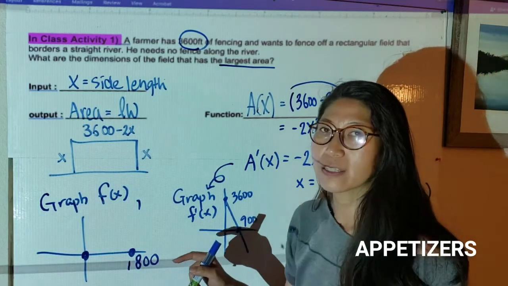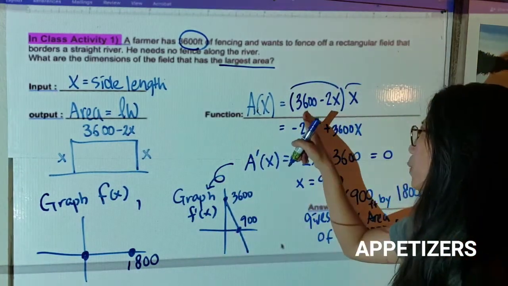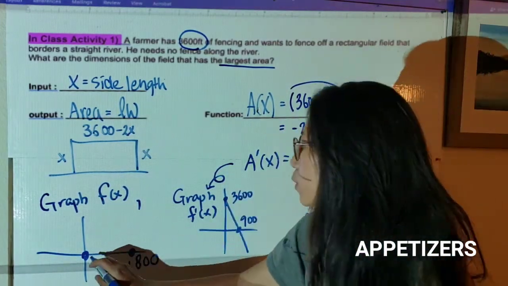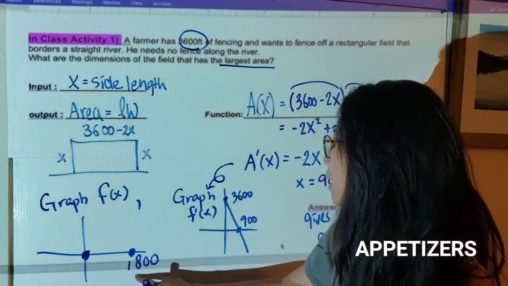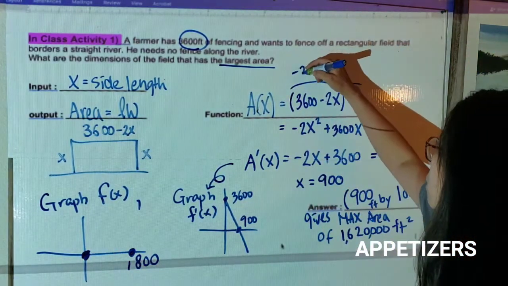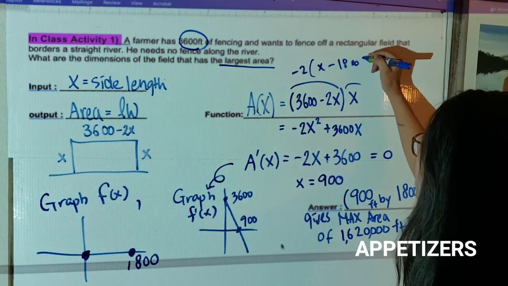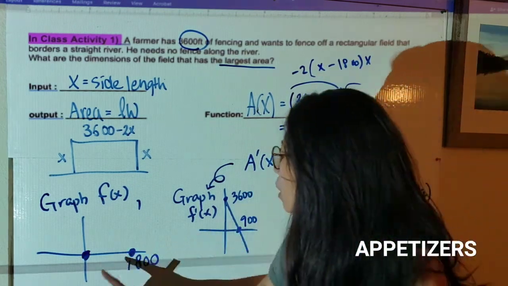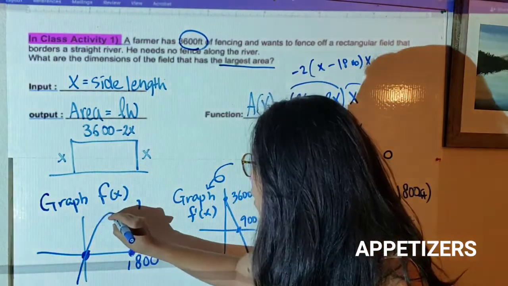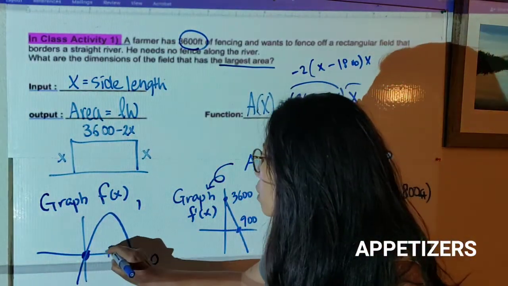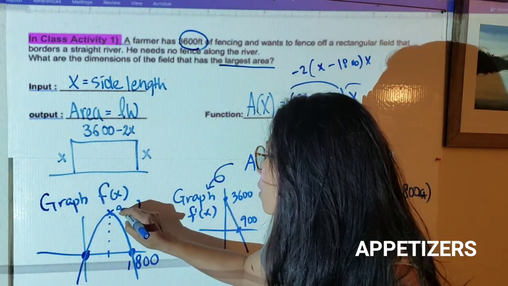It has to be the vertex. So with our pre-calc, we can actually graph this one as a 0 and then passing through 1800. If you factor it out by -2, you see x minus 1800 and times x. So I get 2 x-intercepts, and if I graph it by symmetry, I actually see the answer. It has to be 900, right?